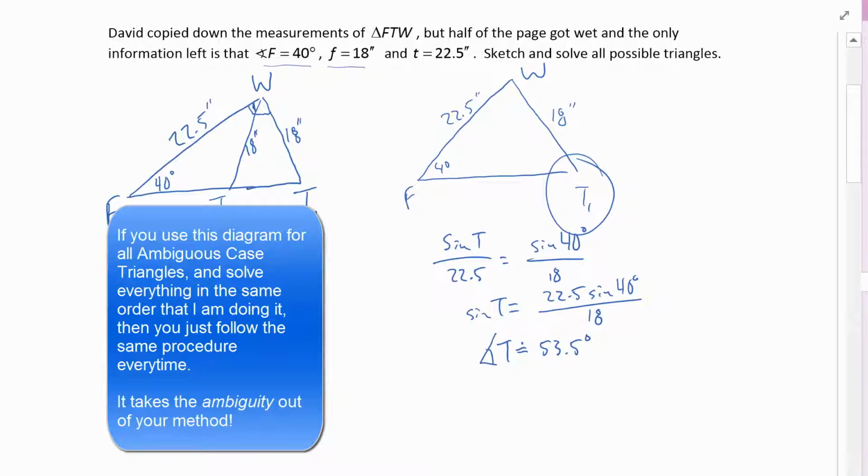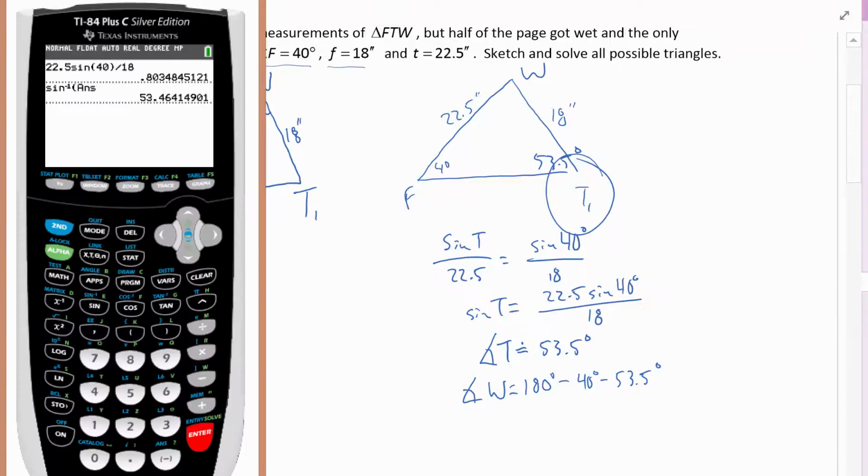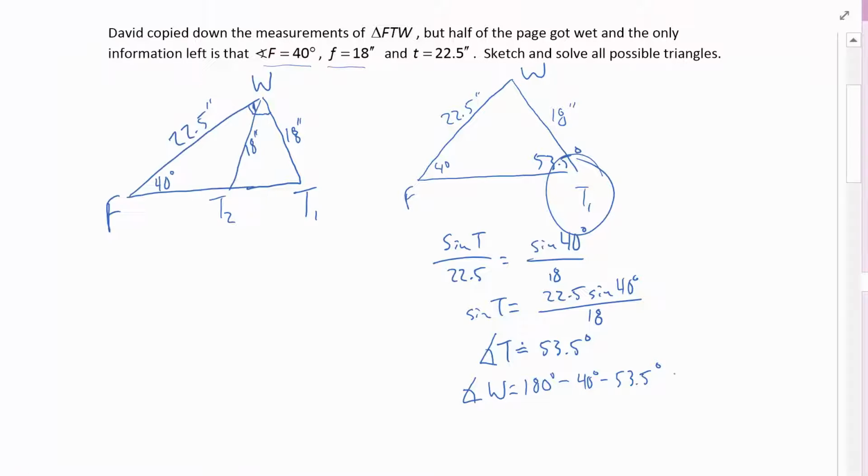53.5 degrees. Now that I've got that, angle W is dead simple because I just need to subtract from 180. So angle W is 180 minus 40 minus 53.5. 180 minus 40 is 140, so 140 minus 53.5, 86.5 for angle W. We've got that.